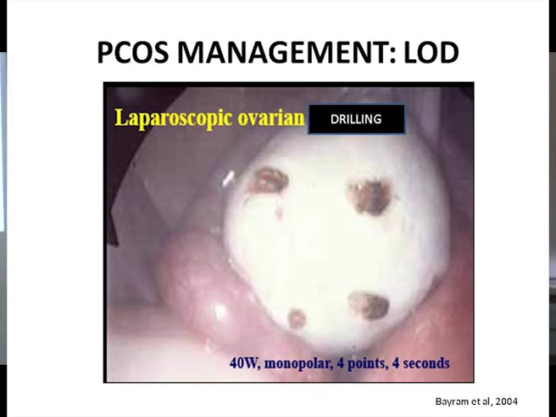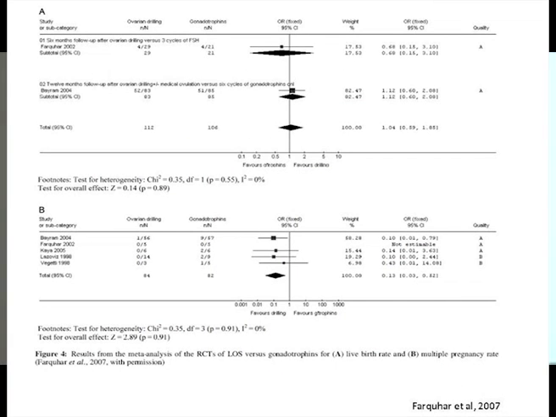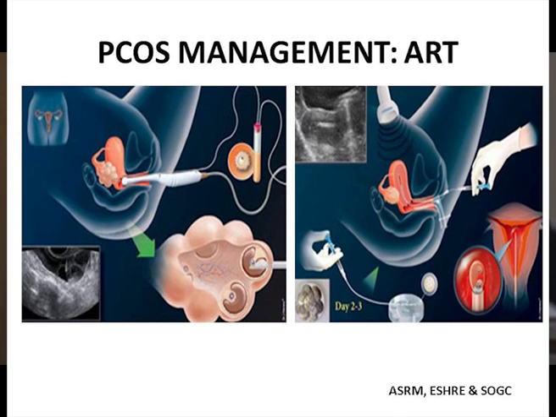And if you look at the evidence, looking at ovarian drilling versus gonadotrophins, at the top, your A, it's your live birth rates, equal outcomes, whether you drill or you do gonadotrophins. In terms of B, your multiple pregnancies, definitely you will have fewer multiple pregnancies with ovarian drilling than with gonadotrophins. So that's the evidence you'll support, whatever modality you're going to choose, especially when you counsel the patient: am I going to give gonadotrophins or we're going to drill?